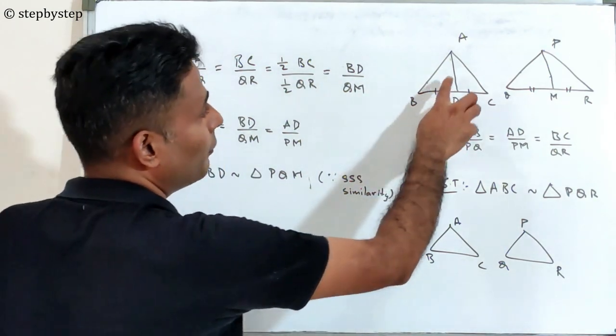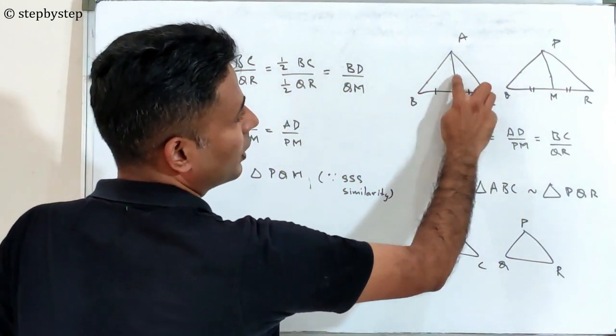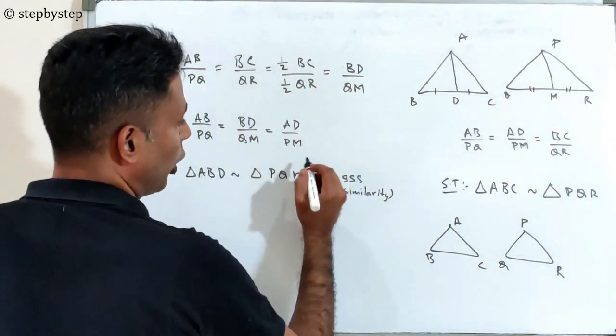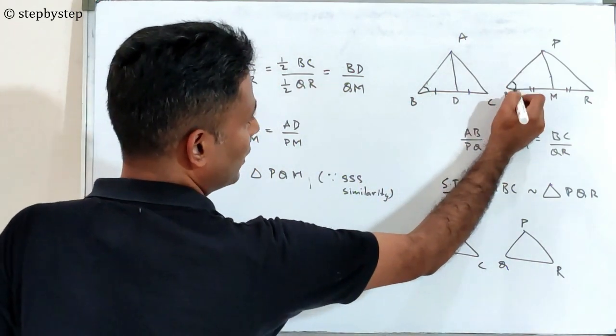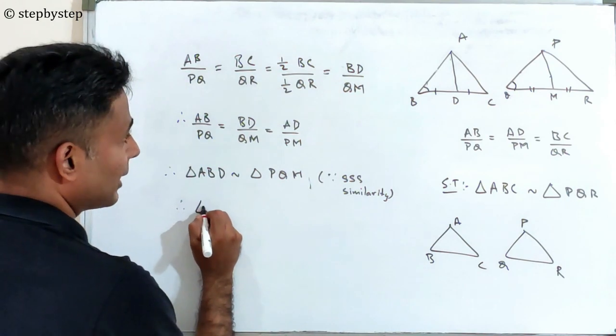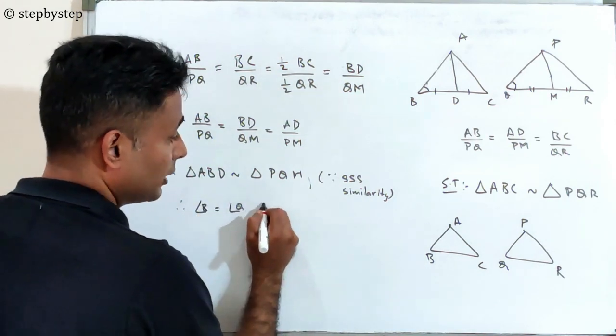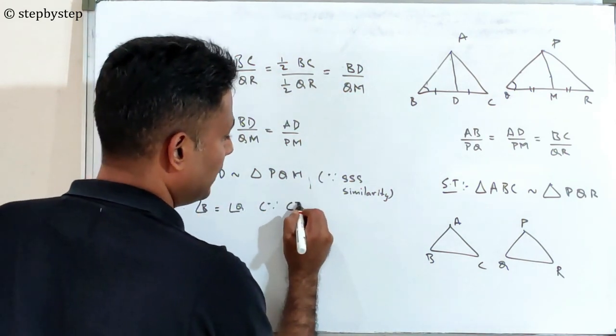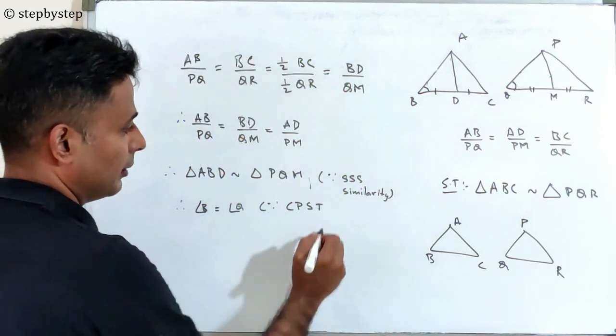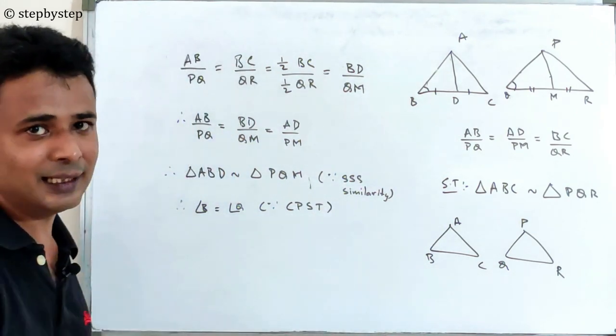So we got this by this equal to this by this equal to this by this. So therefore what can we say? This angle is equal to this angle. So therefore angle B equal to angle Q. What is the reason? CPST. Right? This is the reason.